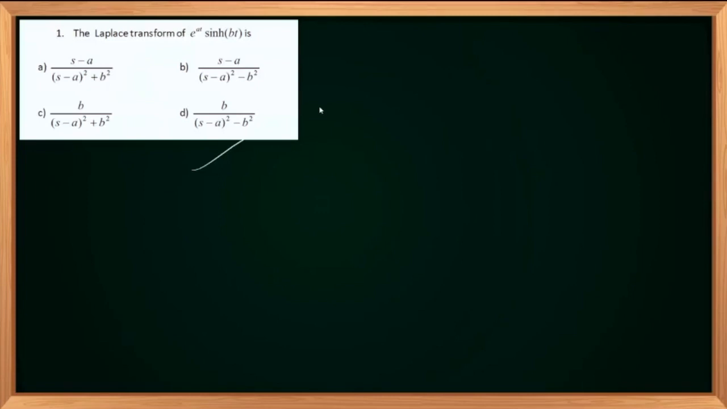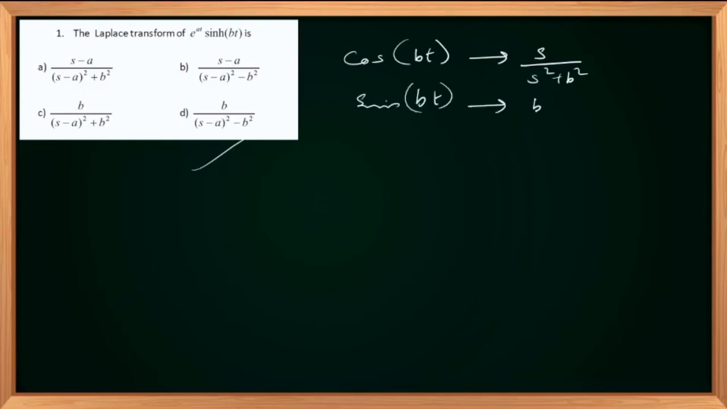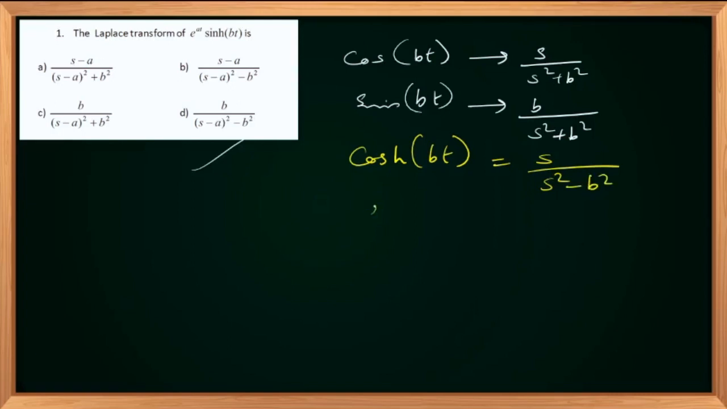So I'll write down the Laplace transforms directly. Cos bt, what is the Laplace transform? s divided by s square plus b square. Sin bt, what is the Laplace transform? b divided by s square plus b square. Now if you have cosh bt, that is simply s divided by s square minus b square. Sinh bt is b divided by s square minus b square.